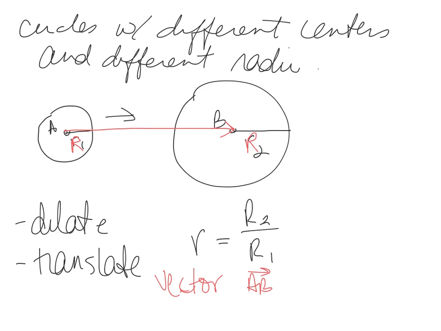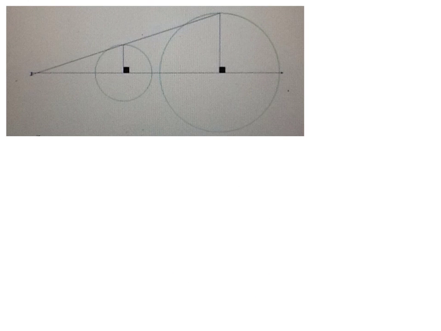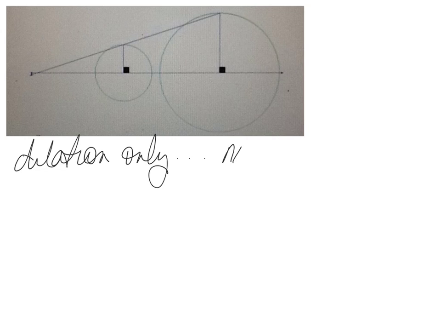And they would be back mapped onto themselves. Here's a really good example of two circles that if I just dilated them, I would map one onto another. So this would be dilation only. No translation would be needed, just dilation, and I would get one circle mapped onto another. Pretty cool.